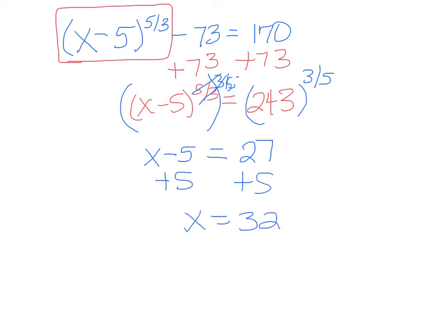And we can substitute it back in to see if it works. If you do 32 minus 5, you get 27. Raise 27 to the 5 divided by 3 power. You get 243 minus 73, and we get 170. So we know that this is the right answer and it works.